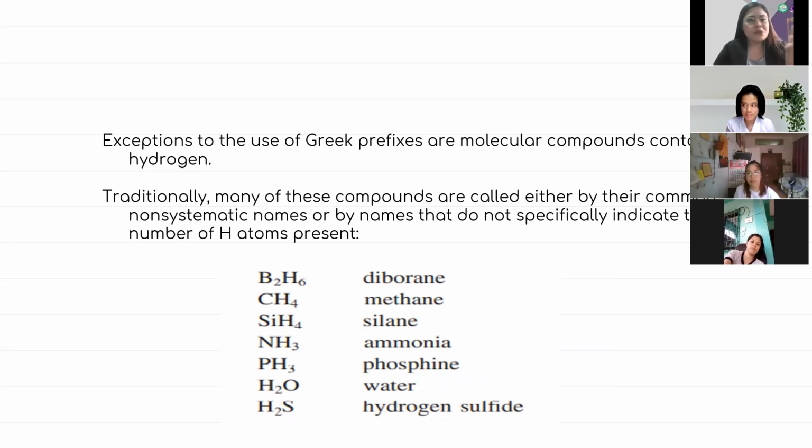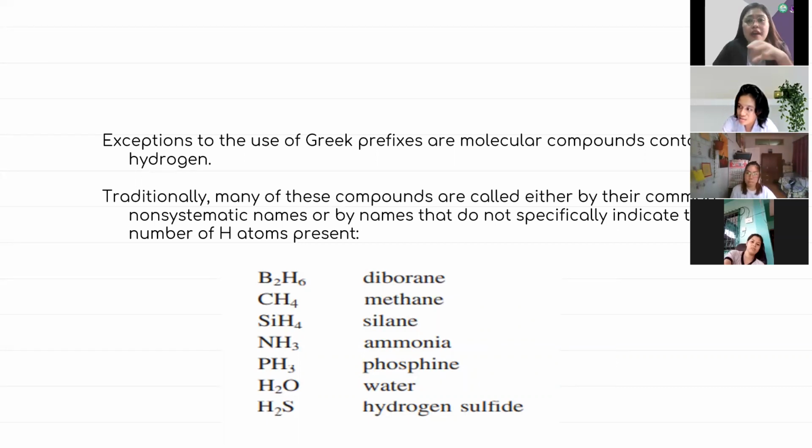So just like B2H6, instead of calling it diboron hexahydride, diba? Hydrogen is hydride. Instead of calling that diboron hexahydride, we call this diborane. And then CH4 is not also called carbon tetrahydride. Instead, it's called methane. So ito yung mga examples na kailangan nyo na lang tandaan. NH3 is ammonia, SiH4 is silane.